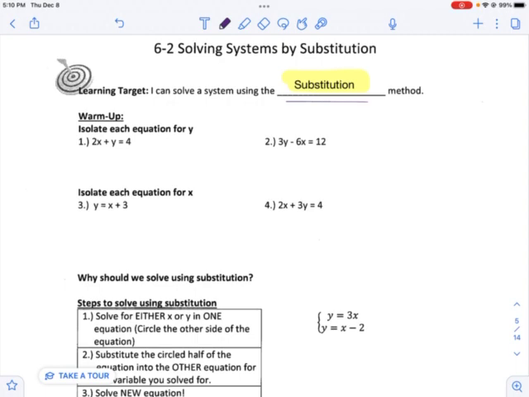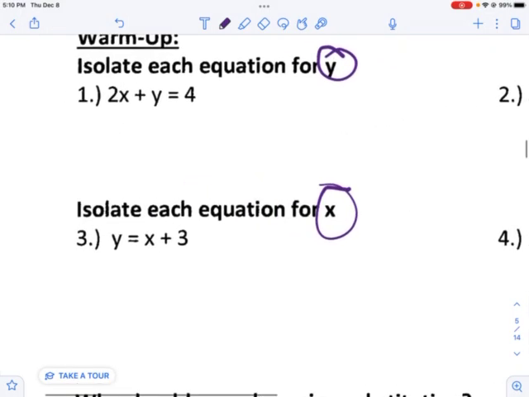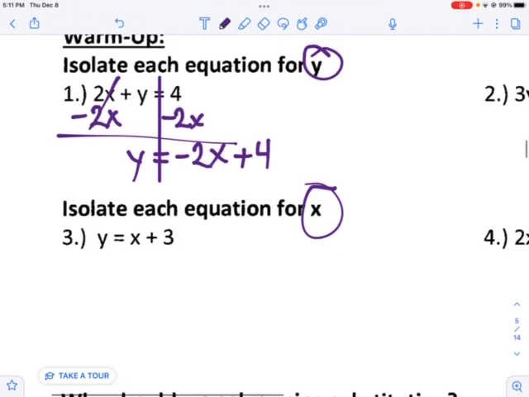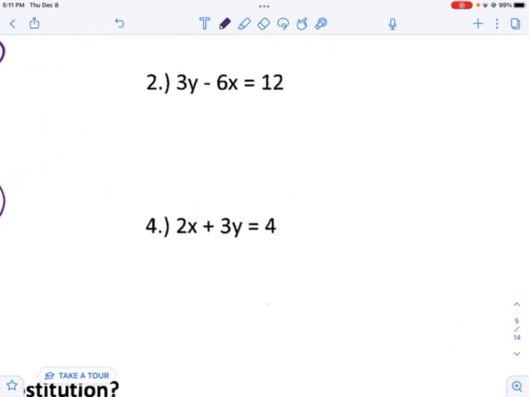The warm-up problem is to isolate each equation for either y or x. So let's look at number 1. To isolate for y, we're going to have to move the 2x. So let's subtract 2x from both sides. And we have y equals, to keep it in slope-intercept form, we can sneak the negative 2x in front. And there's our equation rearranged. You'll be doing this at times throughout solving systems using substitution.